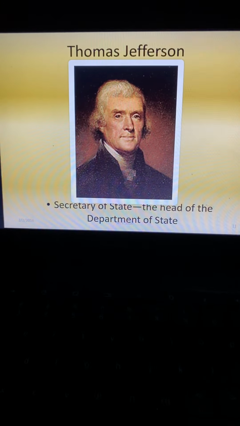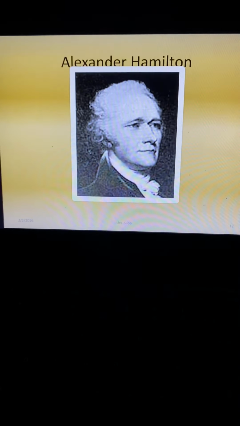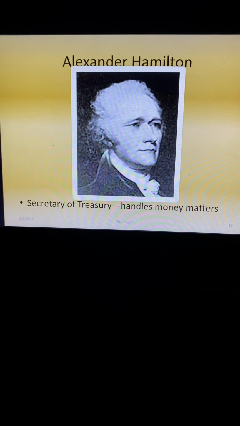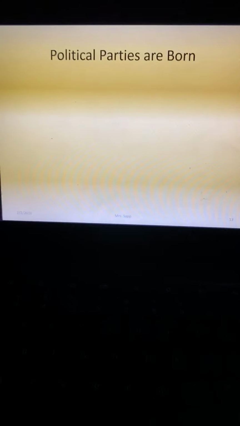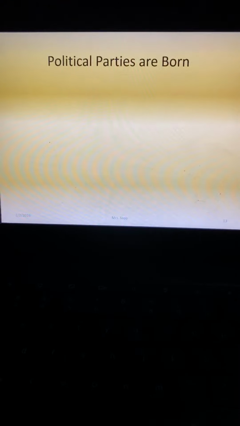Secretary of State, and Alexander Hamilton, Secretary of Treasury. Now, these two men were great advisors for Washington, but they had a lot of difference of opinions.